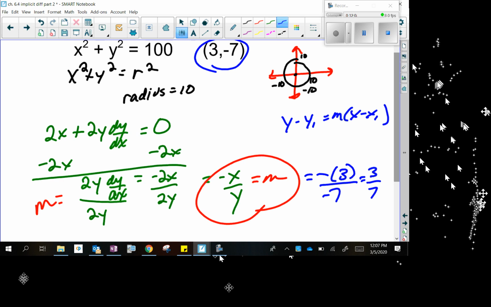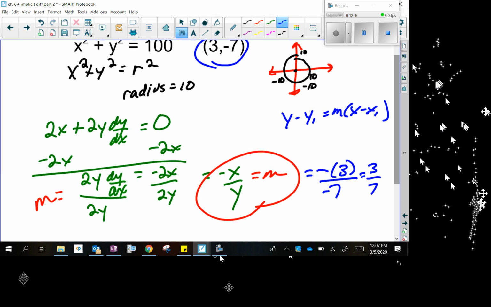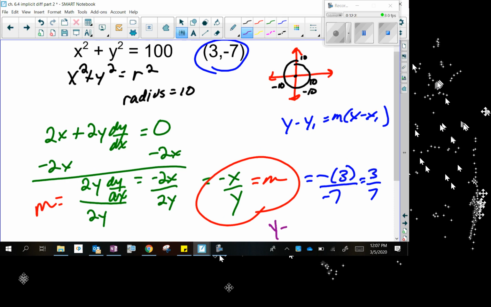And then, so what's our equation going to be? Go ahead, try it. Y minus, you can tell me, right, y, y plus, so y minus negative 7, y plus, sorry, I may have led you into confusion there.